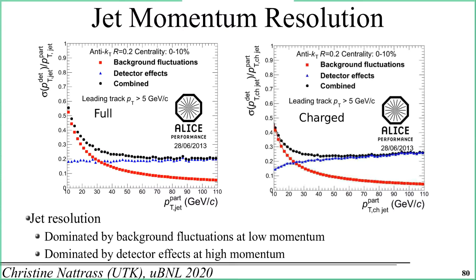I have a question. Okay. Yes. So why is it that the plateau of the charged seems to be higher, or I guess having worse resolution than the full? You see what I'm talking about? Yes. I think that's because, what you also see is that the slope is a little higher on the detector effects for the charged.